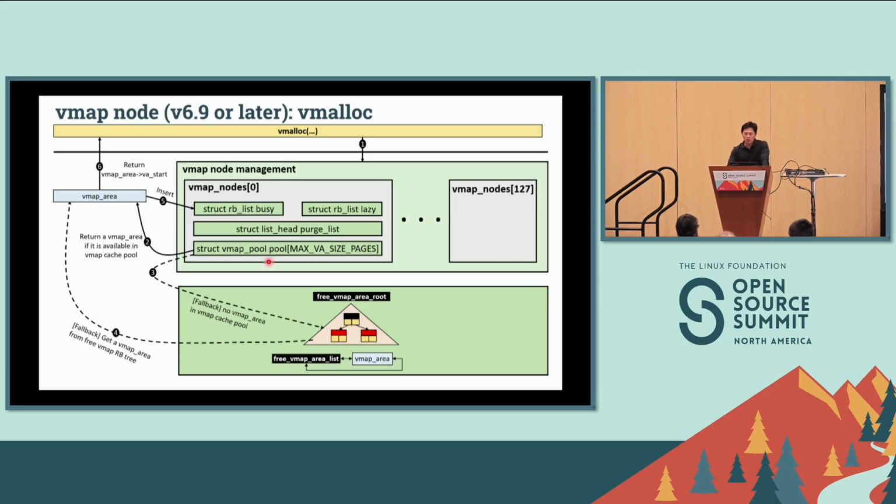But if the cache pool cannot meet the requirement, the allocator goes back to the fallback path as shown in steps 3, 4, and 5.